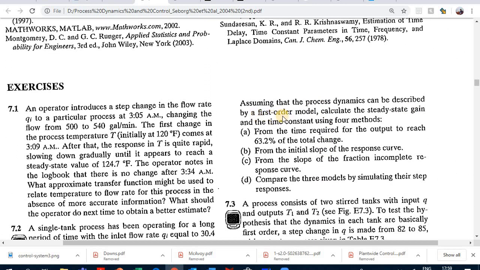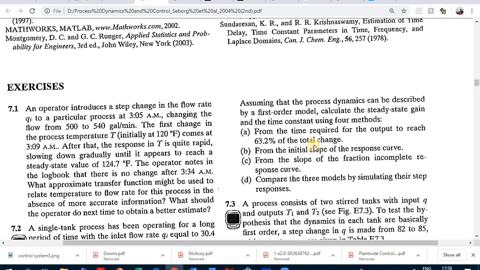Assuming the process dynamics can be described by a first order model, so we want to fit a first order model. Calculate the steady state gain and the time constant using 4 methods. Beautiful. So looking at the first part, from the time required for the output to reach 63.2% of the total change.